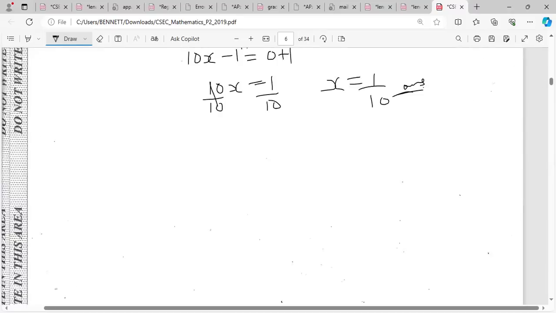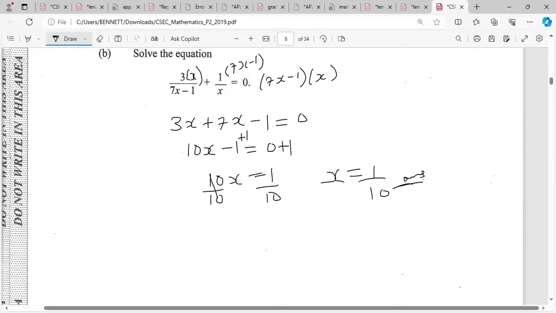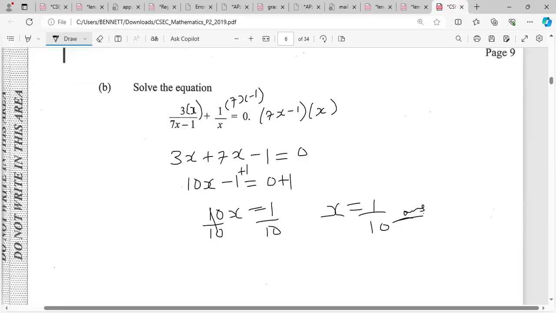Look on it, Jaden. Which part you don't understand? Like, where you get the 3x plus 7x?